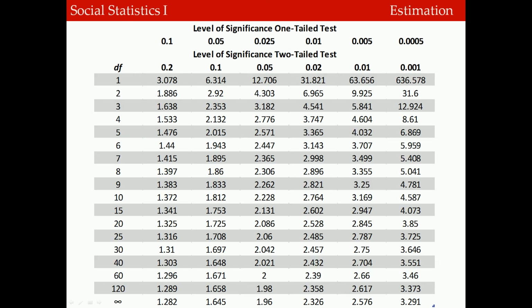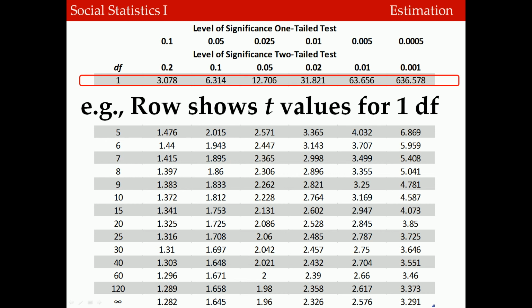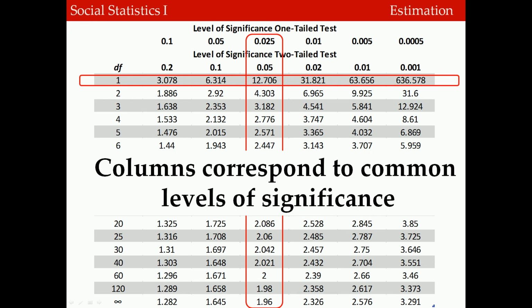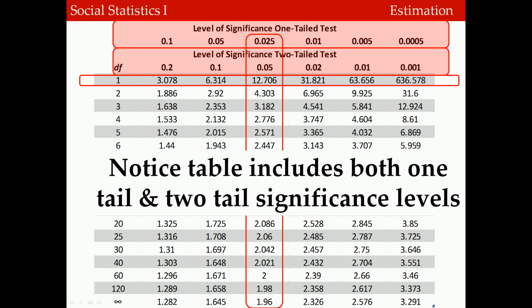And so here's an example of a t-table. Notice that we have different rows. Each of these different rows corresponds to a different degree of freedom, or a different curve. And so here's the row corresponding to 1 degree of freedom. And then it has columns corresponding to different levels of significance. And so here's the column corresponding to a value of 0.025 or 0.05, depending on whether we have a one-tailed or two-tailed test. And so we can see that there are actually values for one-tailed tests and two-tailed tests.